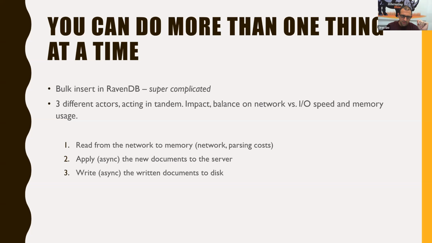That kind of sucks. But then we have to write it to the actual disk, which is super slow and can have huge variance. So for bulk insert, we have three separate actors playing with us. The first actor is reading from the network, paying the cost of parsing the data, which means that I read a bunch of bytes from the network, and while you're sending me the data, I'm parsing it.